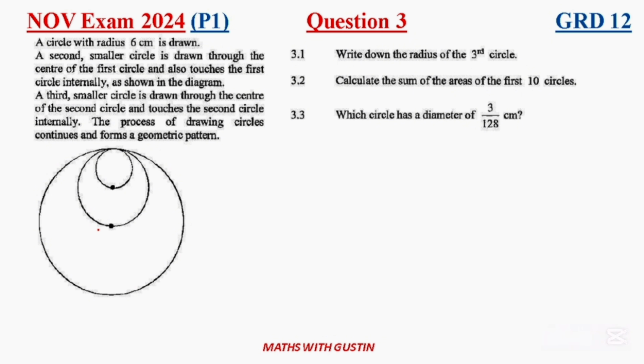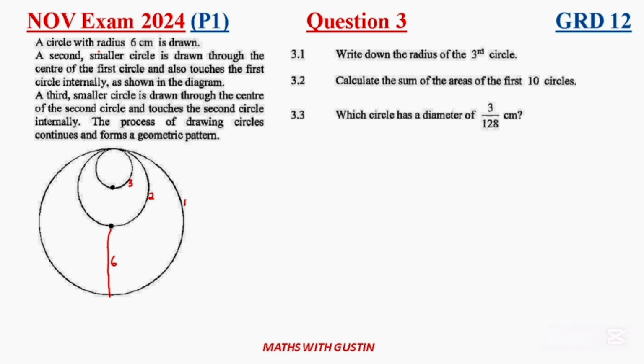Okay, so it means the first circle, when it's drawn, the radius of the first circle, it's the bigger one, this one. Because they are saying the second one is smaller, so the first one is this one, the second one is this one, the third one will therefore be this one. They are saying a circle is drawn with a radius of 6, so from here to there it's 6 centimeters, so therefore this is the radius.